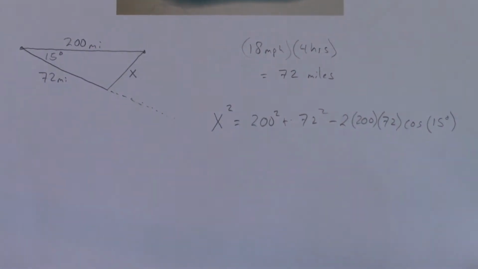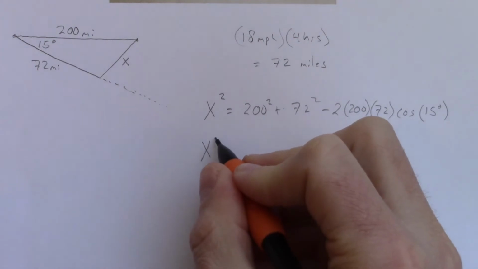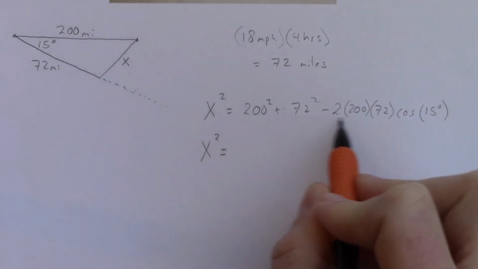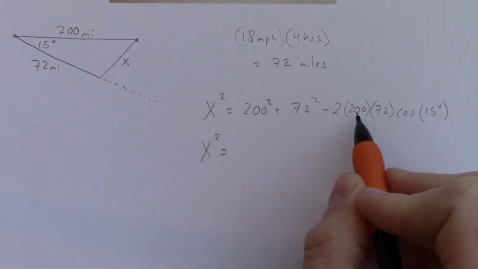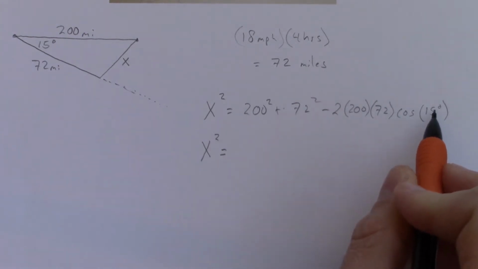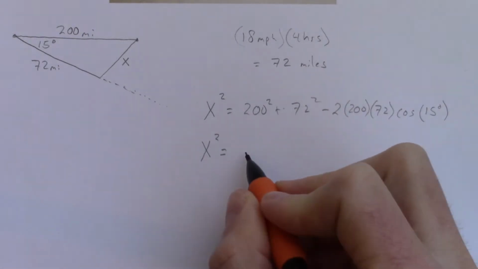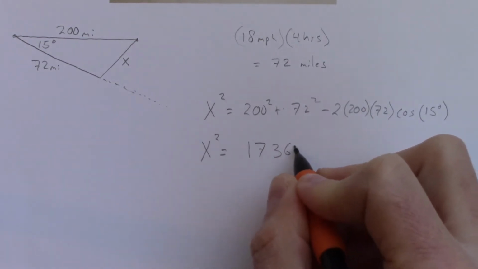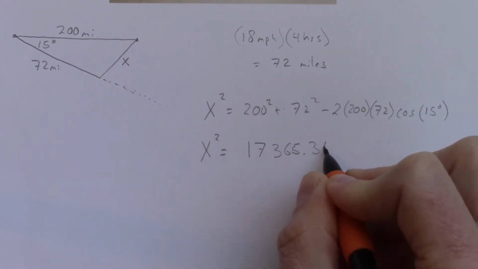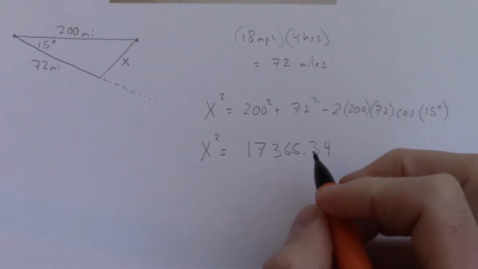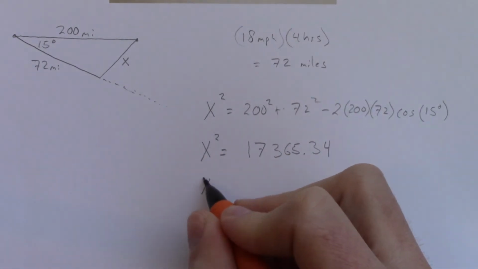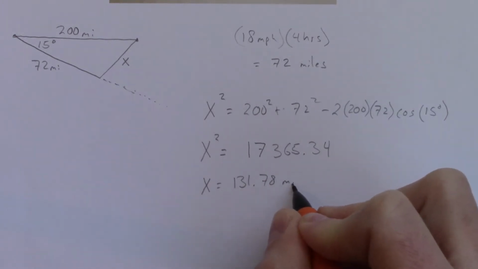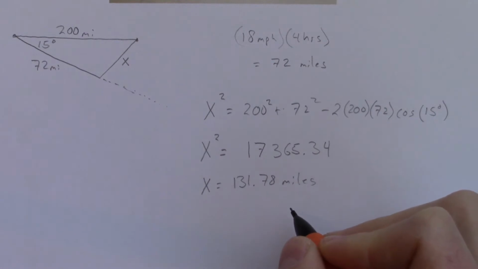All right. So it works out perfectly for the law of cosines. I'm kind of rushing through this because I've already worked it out. But if you plug all of that in the calculator all at once, 200 squared plus 72 squared minus 2 times 200 times 72 times the cosine of 15 degrees, make sure your calculator's in degree mode, you get, and I rounded it to two decimal places, 17,365.34. I rounded it to two decimal places for all of these problems. Took the square root, and you get 131.78 miles.